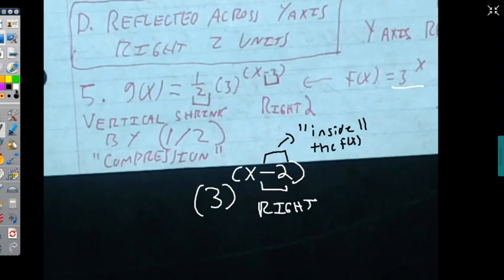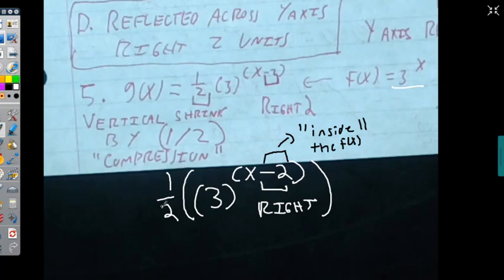But we have another transformation. What are we multiplying this 3 to the x minus 2 by? By 1/2. So because we're multiplying by 1/2, we have our coefficient of 1/2. With our coefficient of 1/2, notice I can draw parentheses around it and it still doesn't change anything. So that means that 1/2 is outside the function.